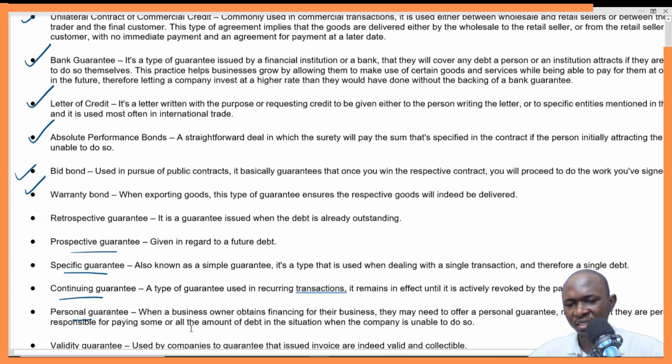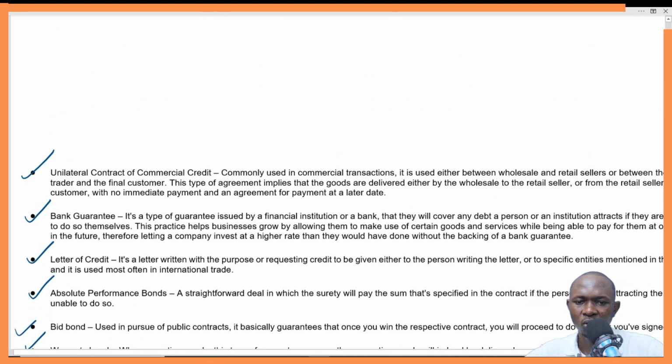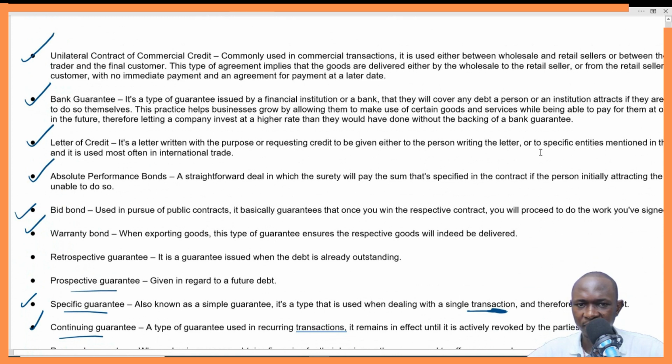Even the specific guarantee, known as a simple guarantee, is a type used when dealing with a single transaction and therefore a single debt. This is also very common. Continuing guarantee remains in effect until it is actively revoked by the parties. So I think these ones are self-explanatory. All these are guarantees. Find time, go through them.